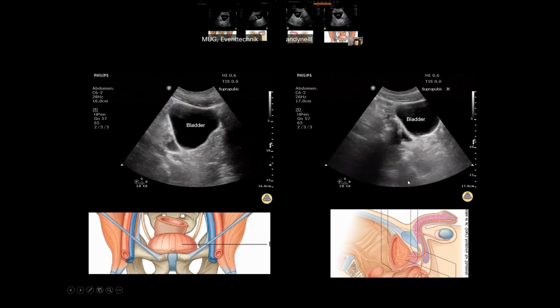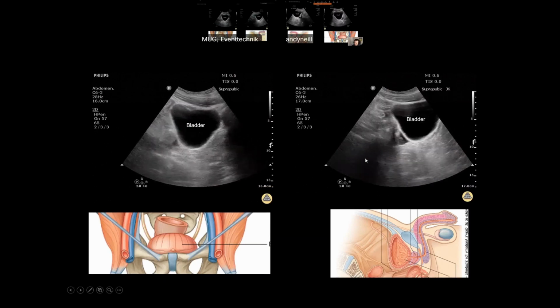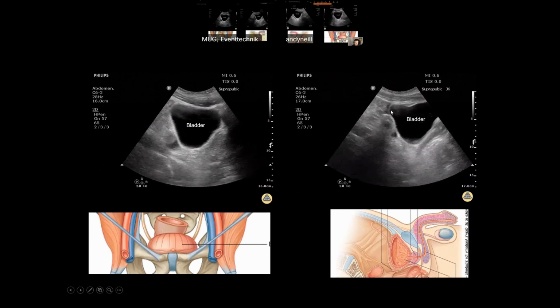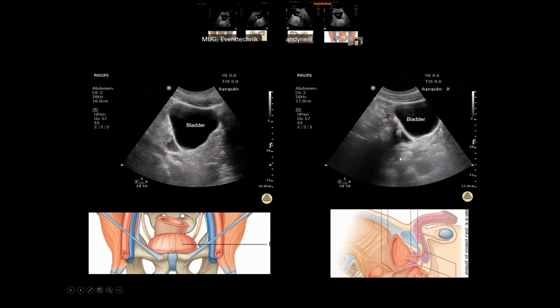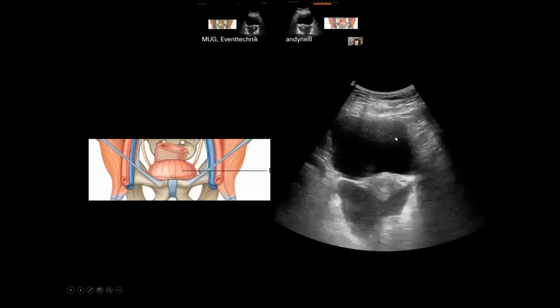And then if you're doing it in the sagittal view, remember the peritoneum is going to come down here over the roof of the bladder. This is our rectovesical pouch here. So the sigmoid or the rectum will be down here. This is where fluid's going to accumulate.